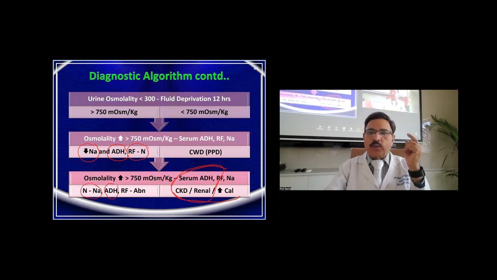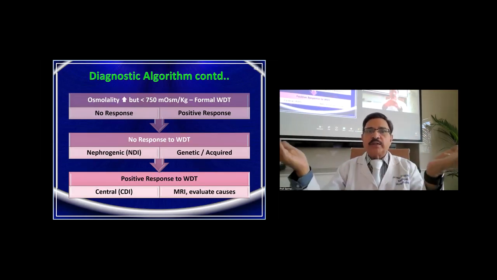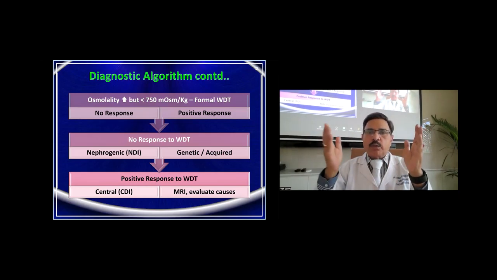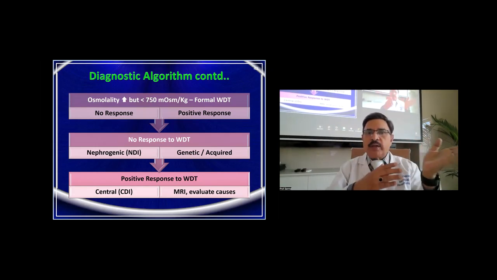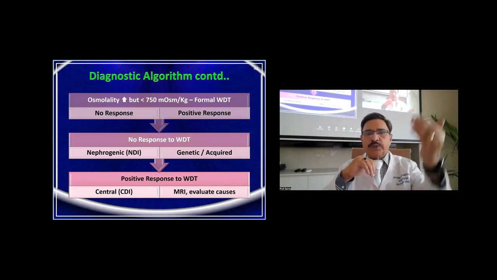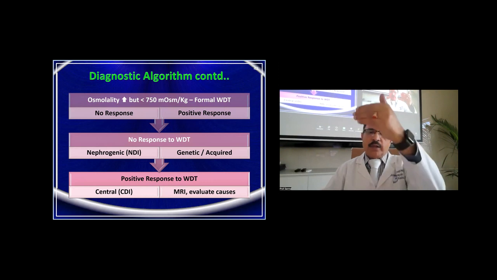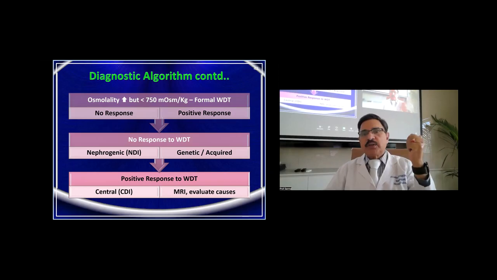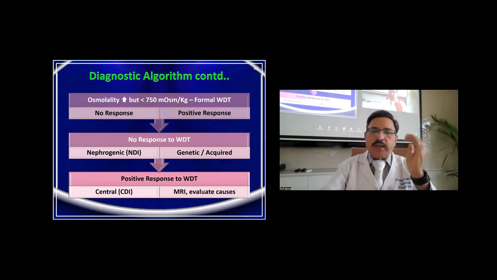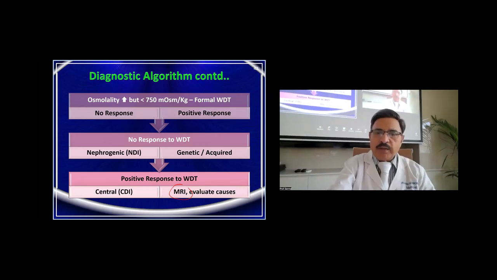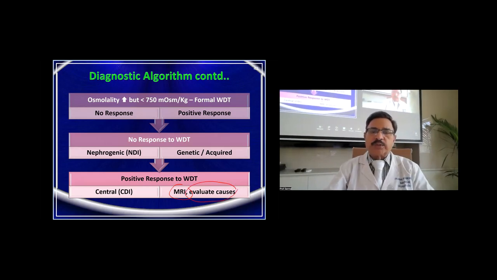When you come to the group where there is no increase in the osmolarity beyond 750 on a formal water deprivation, those who are negative are nephrogenic, and those who are positive are central. Here is vasopressin, and the kidneys are responsive. The pituitary is not secreting, because the kidney mechanism is intact and the excess vasopressin has acted. That is the way there is a positive response. Here, mostly you do an MRI or imaging to evaluate the cause.